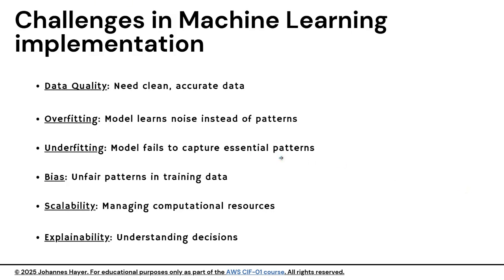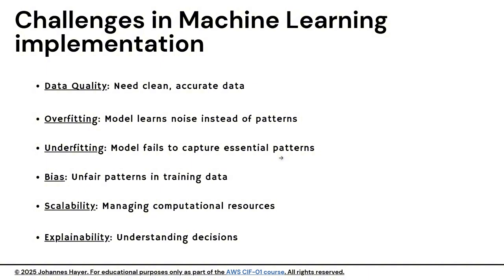So let's dive into the major challenges that organizations face when implementing machine learning solutions. First, we have data quality issues. Think of this as trying to build a house with damaged materials. If your training data has missing values or inconsistencies, the model won't perform well, just like a house built with faulty materials won't be stable.